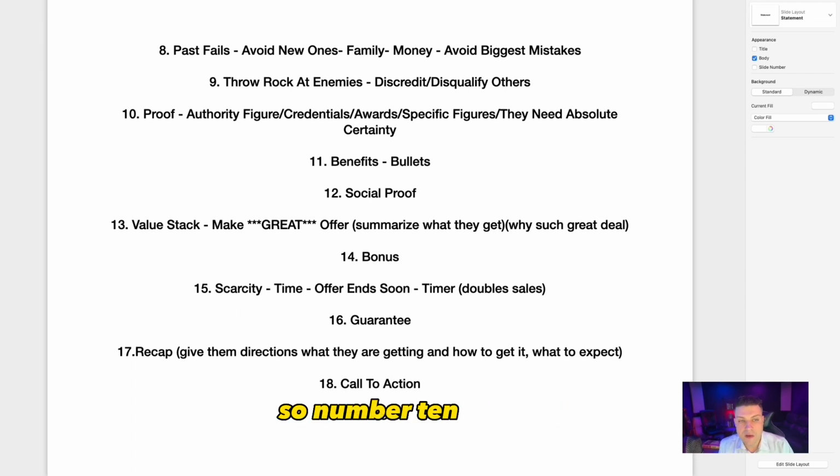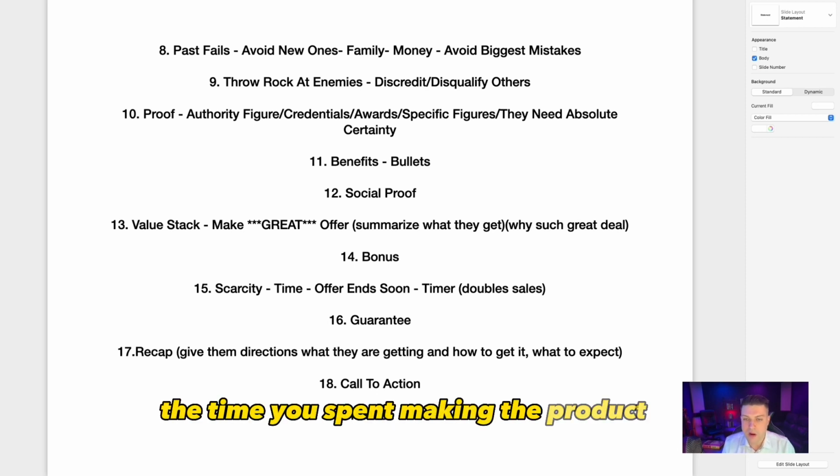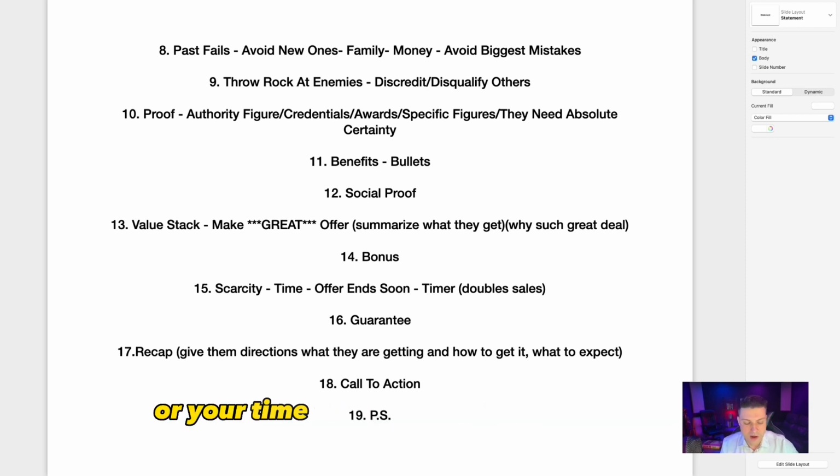So number 10 is proof, authority figure. You want to talk about your credentials, your awards that you've won, anything that makes you certified. You don't have to be certified, but what makes you good, the time you spent making the product, or your time in your background, how long. Even if you're new, you could say, hey, I just started recently doing this, but I've searched thousands of forums online to find this, or whatever. You just want to give them some proof.